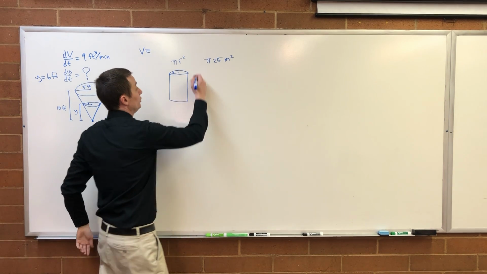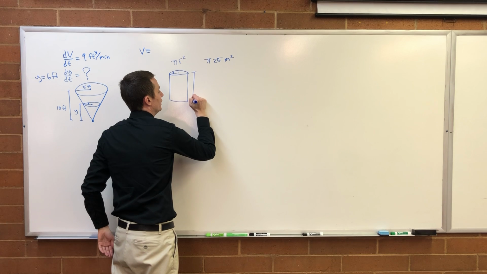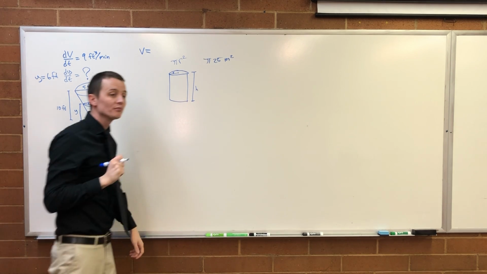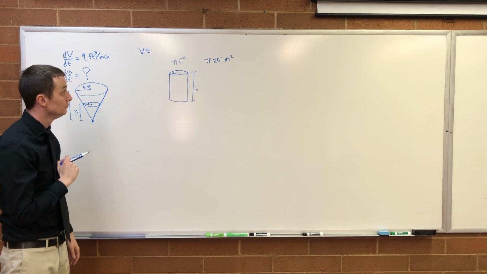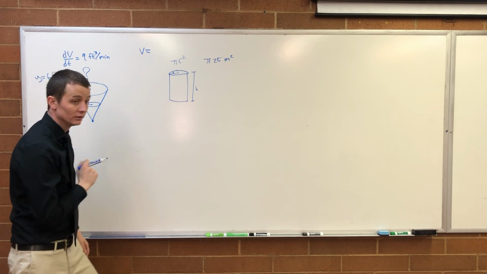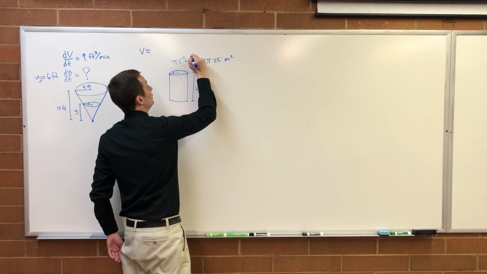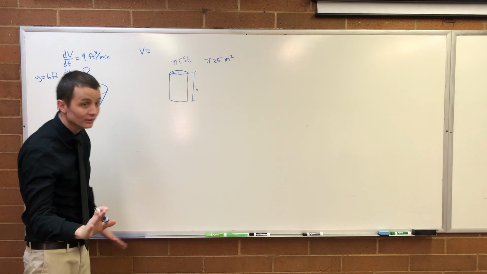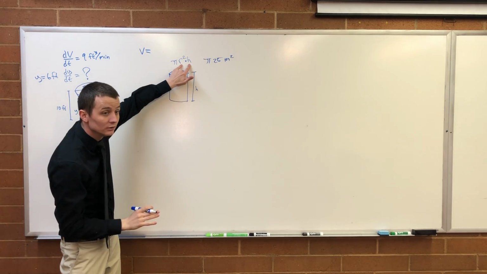So, what's the volume now of this thing? If this is height h, it's just pi r squared times h. Perfect. Cubed. No, just times h. Notice now we have a cube.